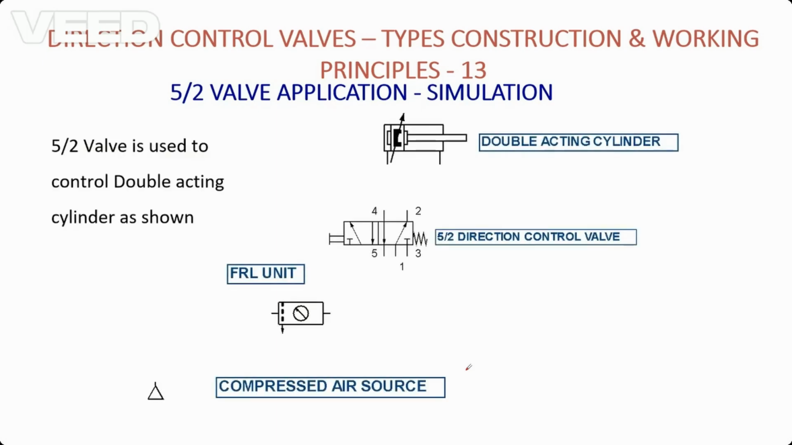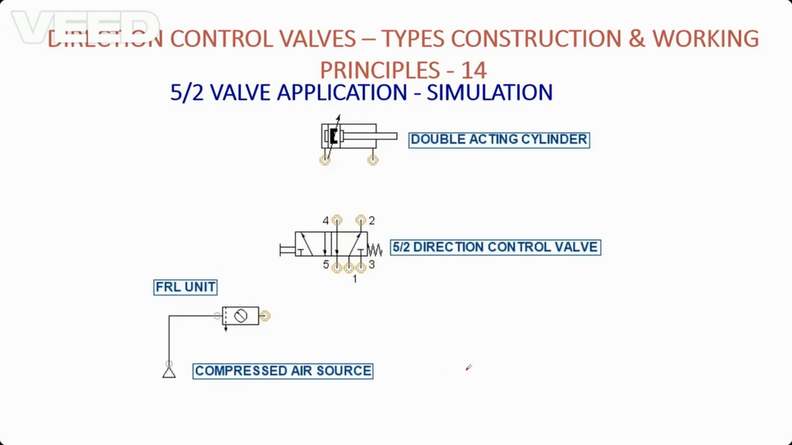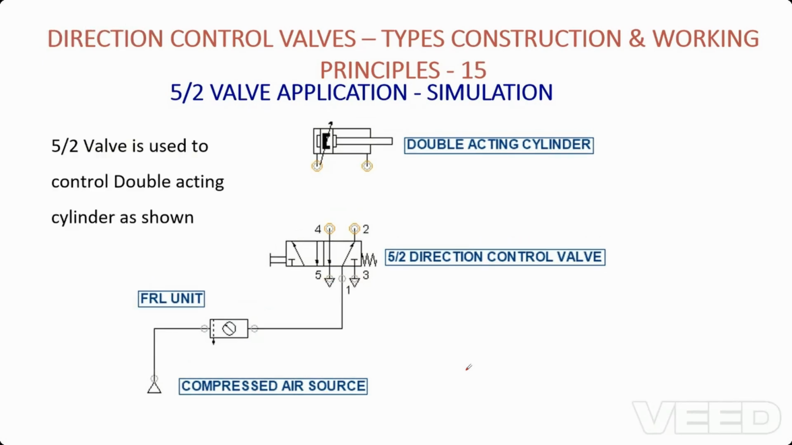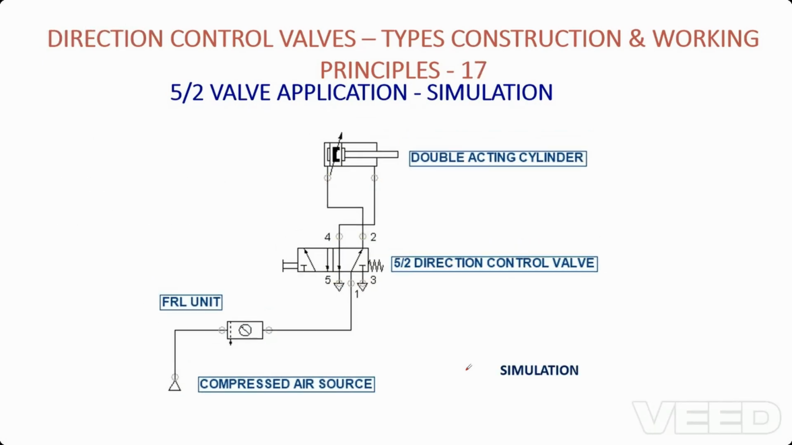Now let us see how we will be connecting this to our double acting cylinder. For this, we have taken a double acting cylinder, a 5 by 2 direction control valve, and as usual we need an FRL unit and a compressed air source. From the compressed air source we connect to the FRL unit, from the FRL to the 5 by 2 valve, and from the 5 by 2 valve to the cylinder. We can swap the connections also. Whenever I press the push button, air flows from 4 and the cylinder moves backward. Whenever I release, air flows from 2 and the cylinder moves forward.